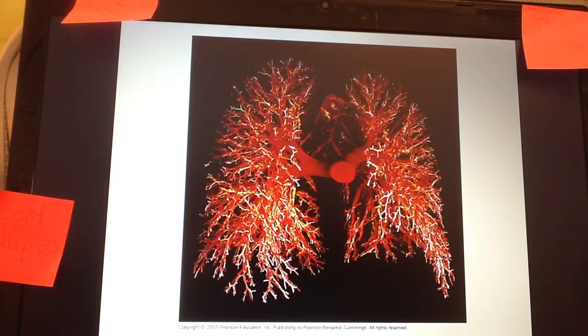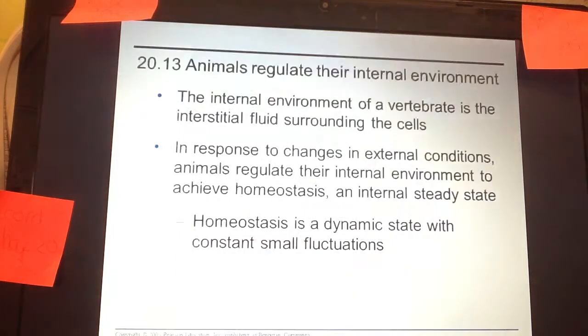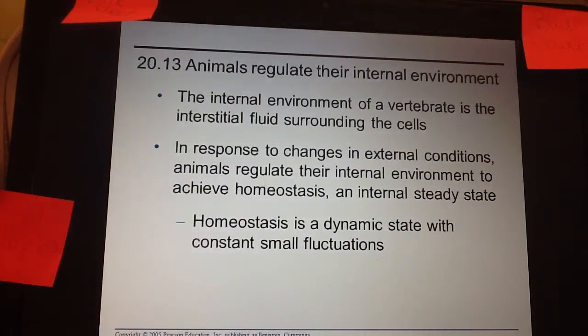You can actually see the blood vessels back here. This is what actually connects the lungs to your heart. Now, one of the things about what animals are doing is they're maintaining homeostasis. We're regulating our internal environment. This achievement of homeostasis is only possible with all of our body systems operating at full function.